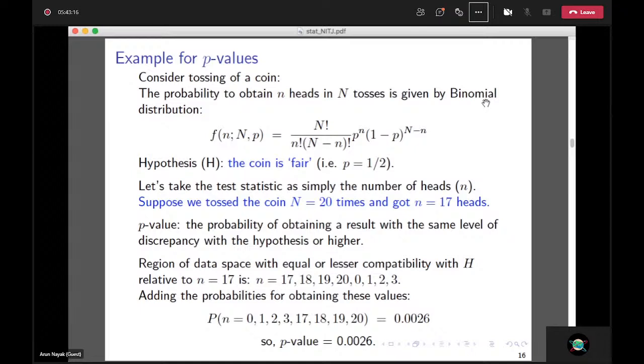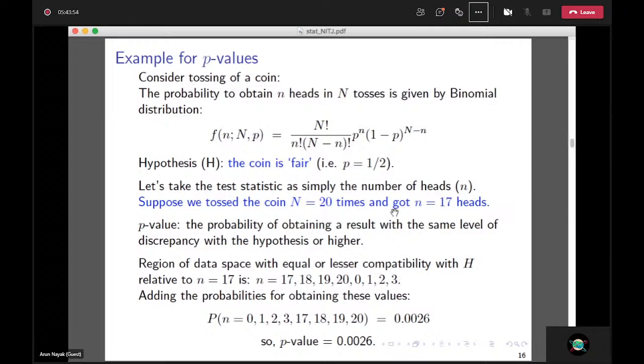Fair means it should have the same probability for having a head and a tail, right? So the probability should be half. P should be half. So the hypothesis is that P is half. Now we got some n observations, n heads out of n tosses. Given that data, we want to test if that coin was fair. So let's take the test statistic as the number of heads that we observe. Now suppose we tossed the coin 20 times and we got, say, 17 heads.